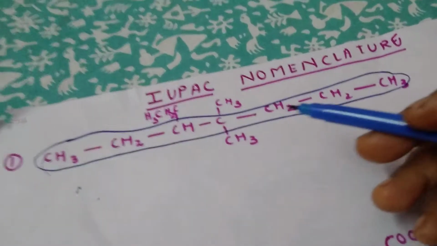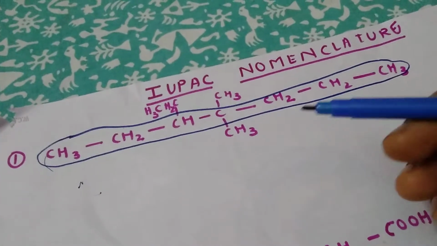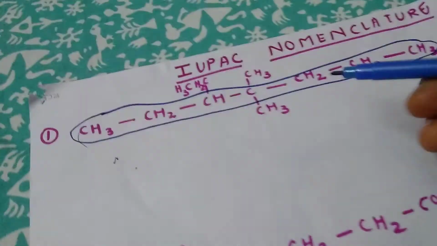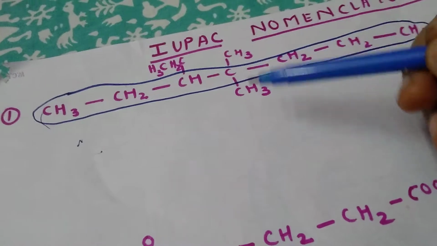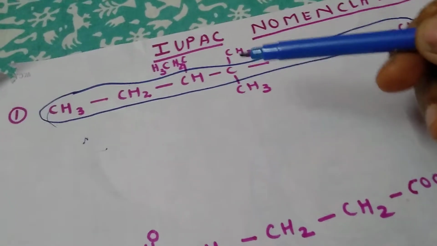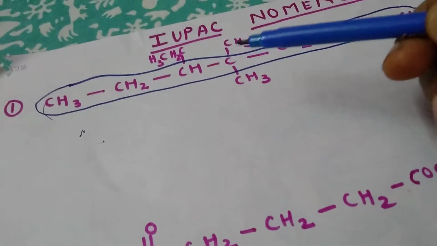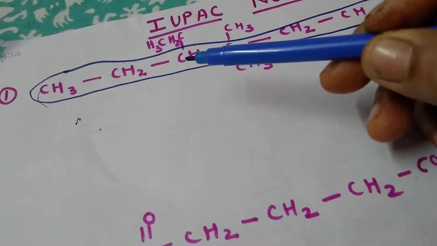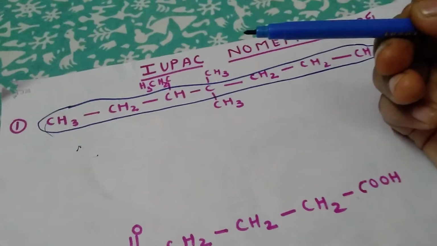So this is our chain. Now we will number the carbon atoms present in the chain. From where will we start? 1 2 or 1 2? For this we will see that the carbon atoms where the substituents, the branches, are attached to the main chain should get the lower number. This carbon atom should get the lower number, this should get the lower number. So from where will we start?